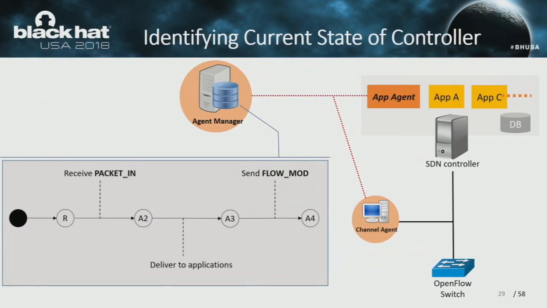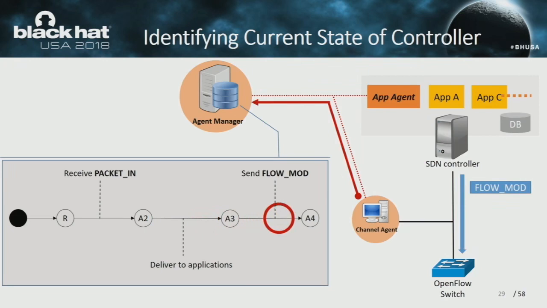The first step is identifying the current state of the target controller. And here we have a very simple example showing how it works. First, we assume that the current state is the ready state. When the controller receives the packet-in message from the switch, the channel agent in the middle notifies it to the agent manager, so the current state moves to state A2. Once the controller hands it over to the application agent, the state transition to A3 happens through the application agent. And lastly, after the controller sends a flow-mod message to the switch, the current state becomes state A4 by the channel agent.